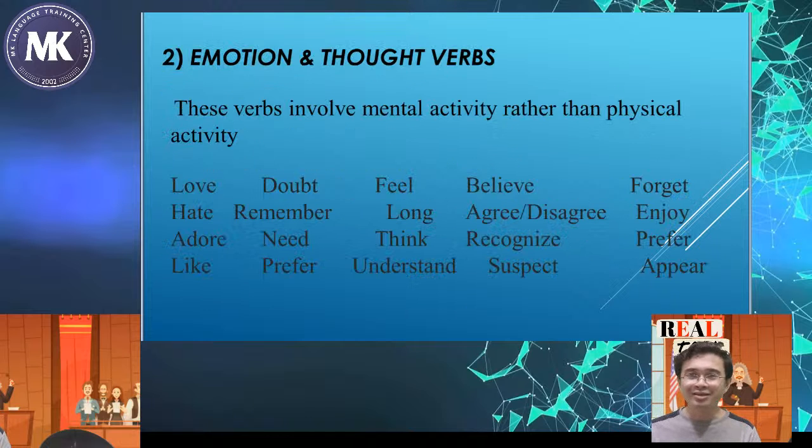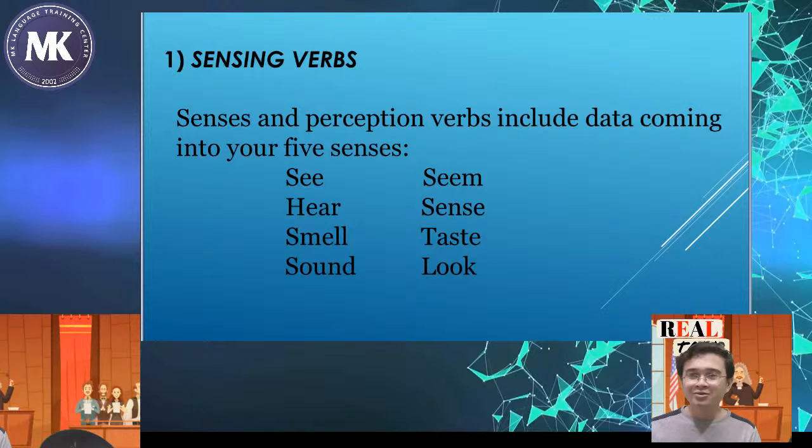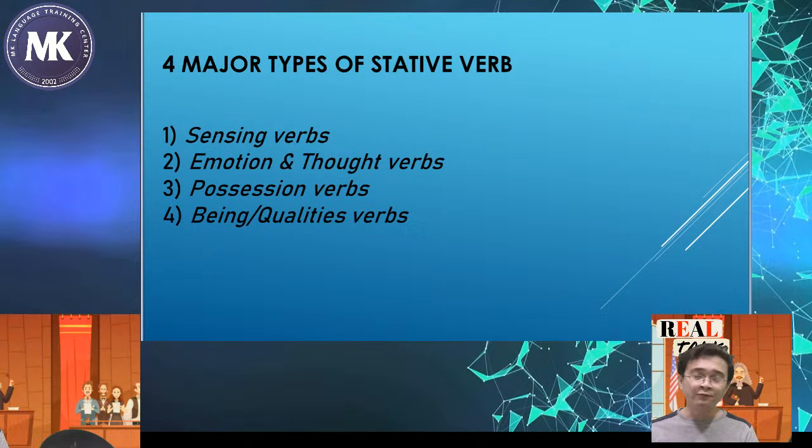Okay, one more time before we proceed to differentiating dynamic verbs and stative verbs. For the four major types of stative verbs, these are sensing verbs. Sensing verbs are connected with the five senses. We use smell, sound, look, feel, or those kinds of verbs. Emotion and thought verbs are connected with our mental state, or sometimes with our emotion, like prefer, agree, disagree, those kinds of verbs. And for number three, possession verbs.